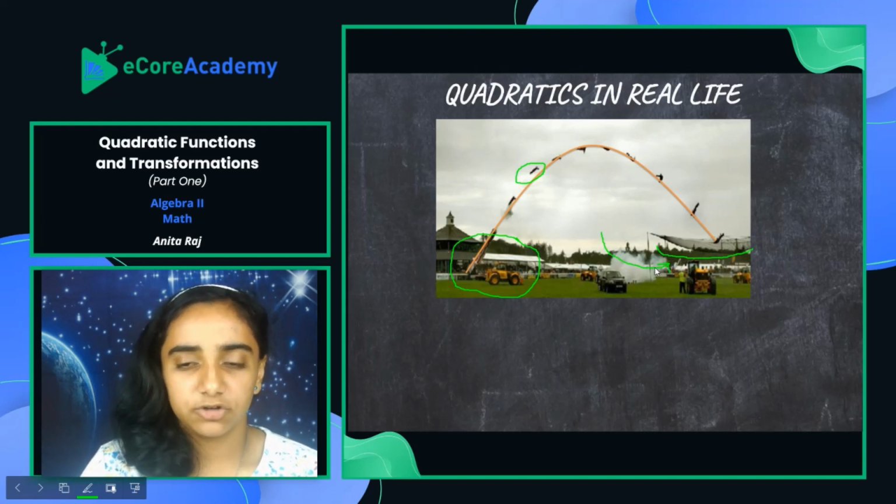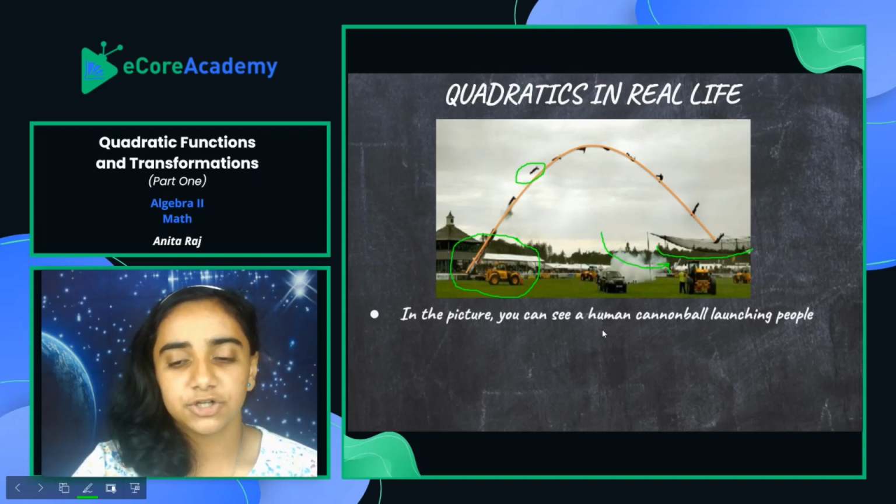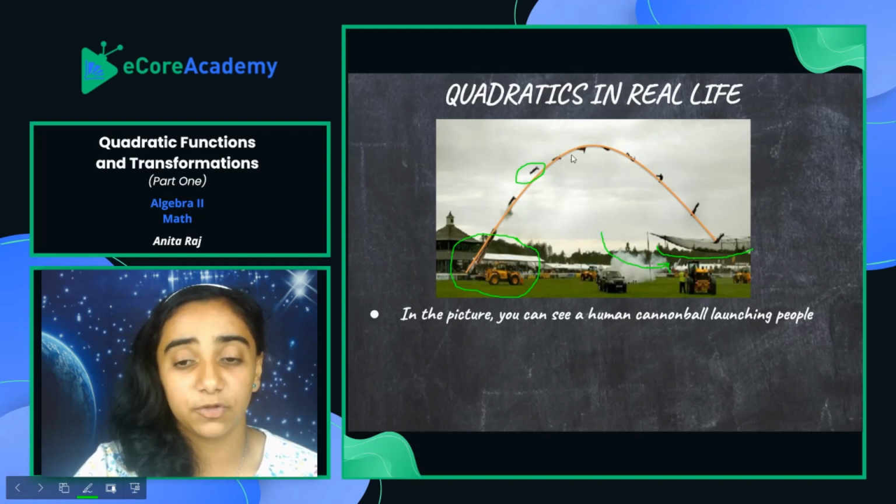So how does this apply to quadratics? Well, let's take a look at the description I've written below this picture. In the picture, you can see a human cannonball launching people. Here you see the actual cannon, and then the human acts as the ball, and this is just the human as the human progresses through the arch that is formed when you're launched up into the air and then you descend back towards the ground by the pull of gravity. Look at this orange line. Think about what kind of shape it looks like. It looks almost like a bridge. It looks like an arch. Well, we often see these shapes in quadratics, and I'll tell you what I mean in the upcoming description.